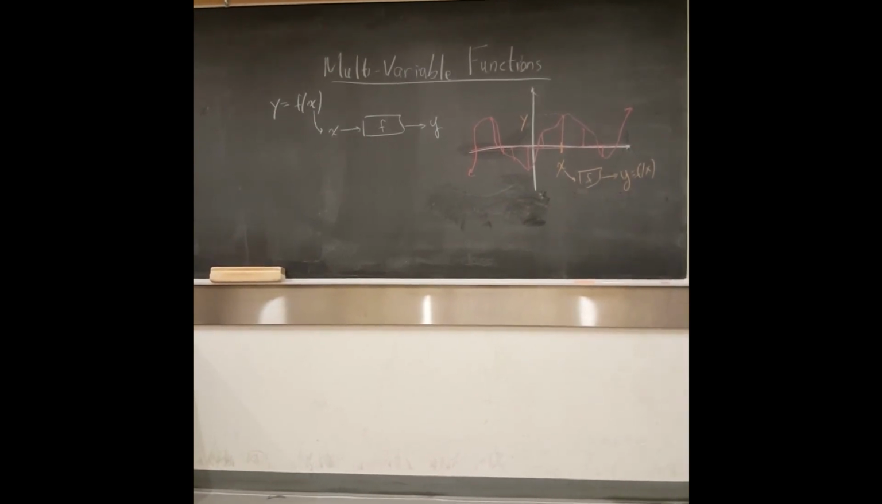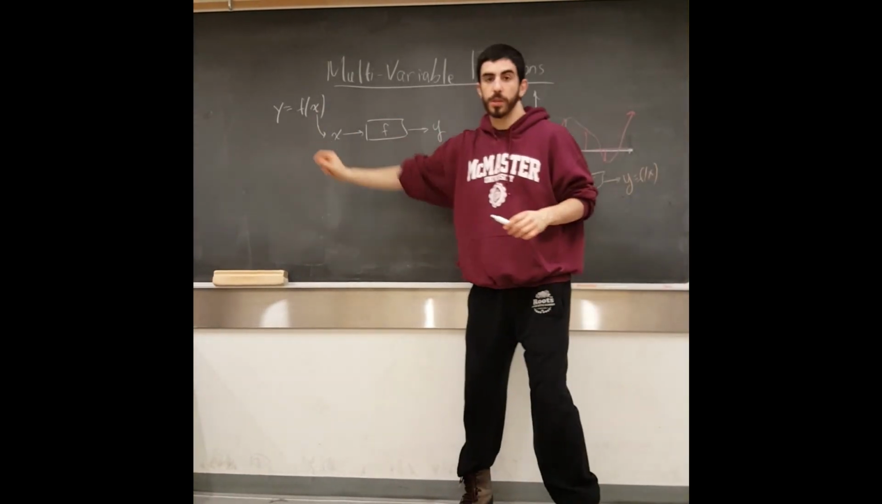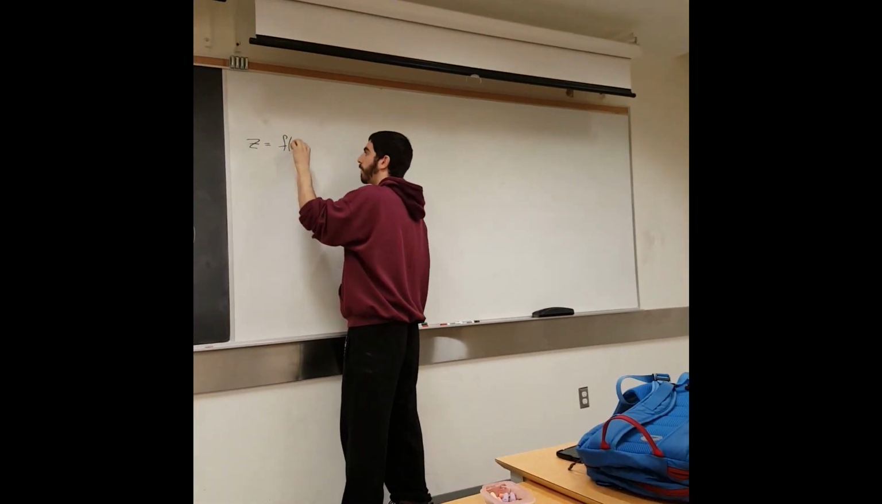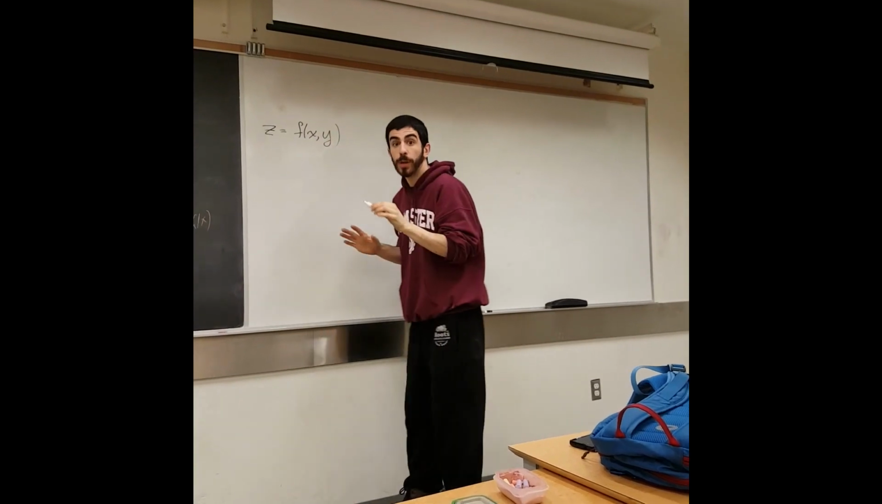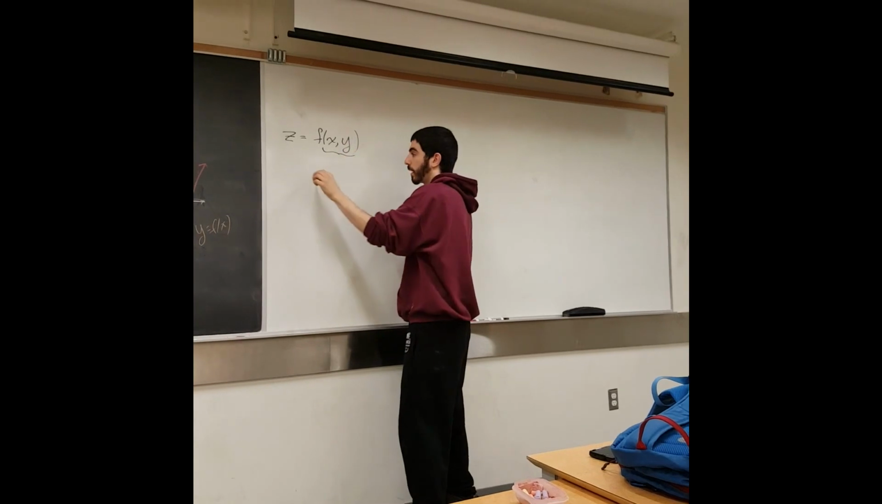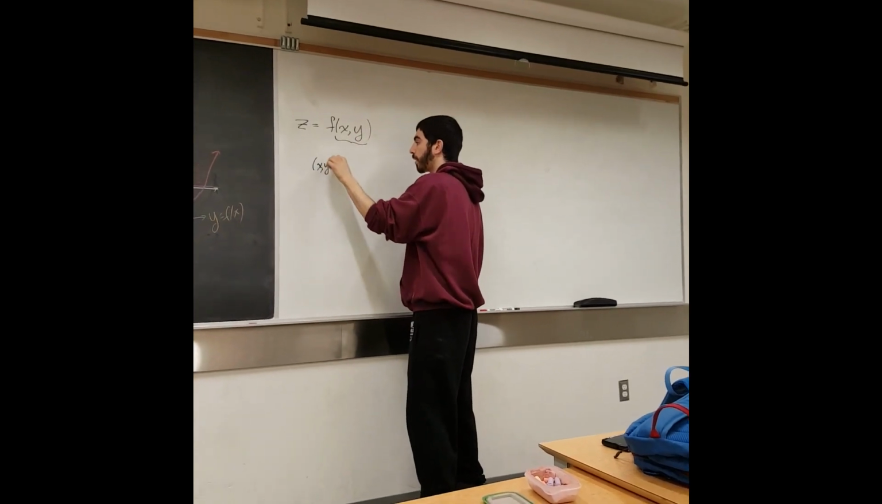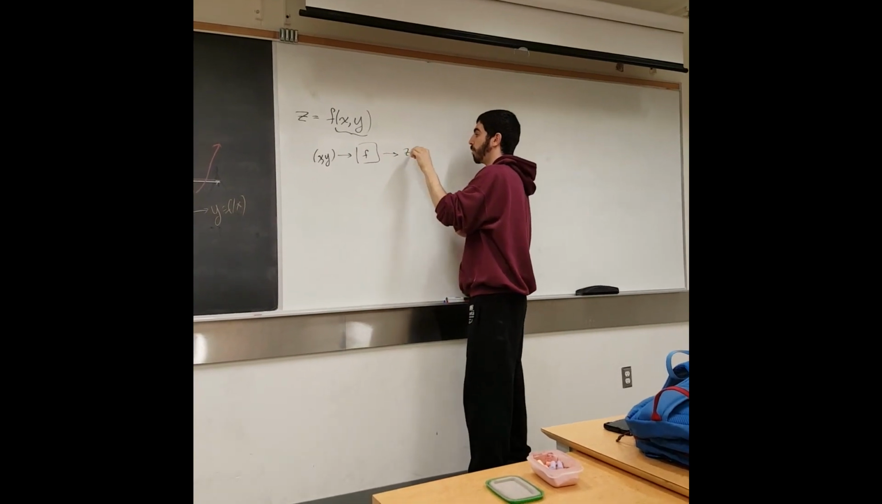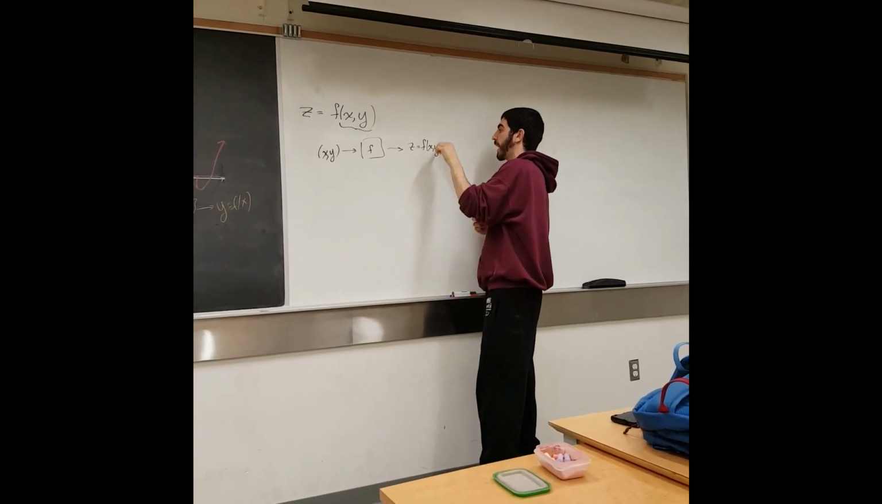A function of two variables. Instead of just having one input, the machine now has two inputs. So we would now write something like z is equal to f of x, y. How do we read this? We say, if you give me an x and a y, I will run them both through the machine and assign you a z, which we can think of as a height.